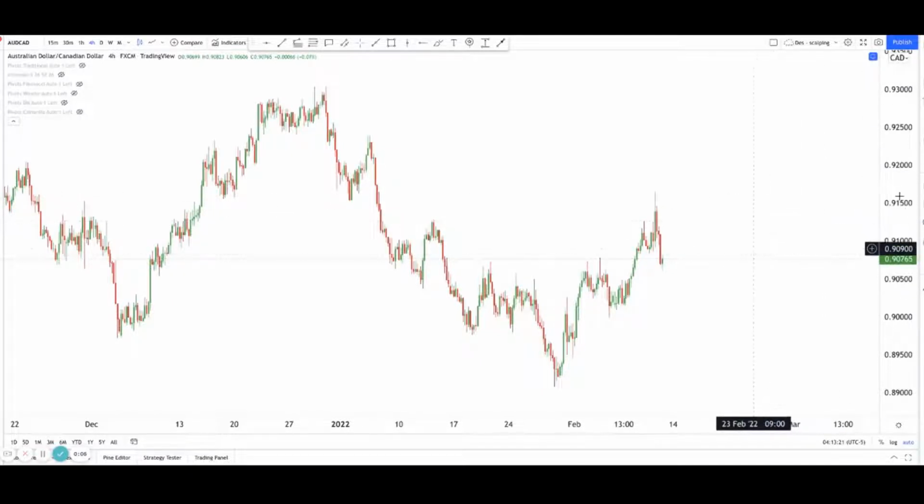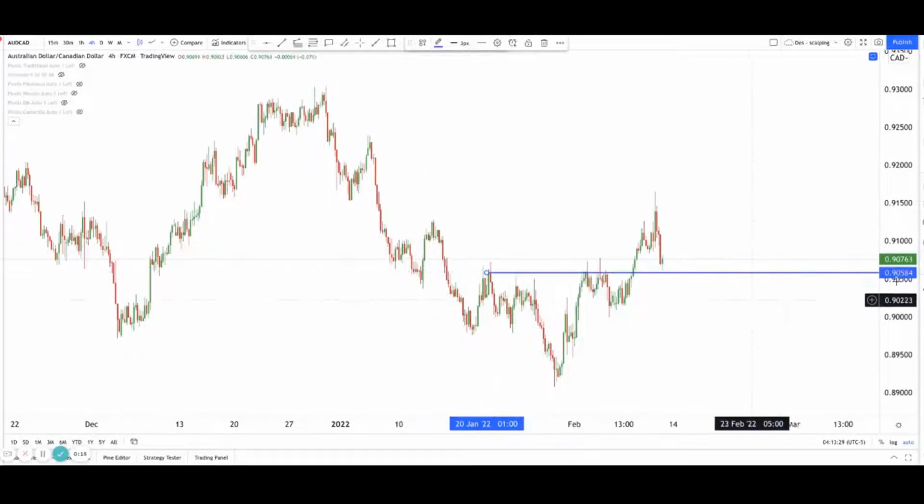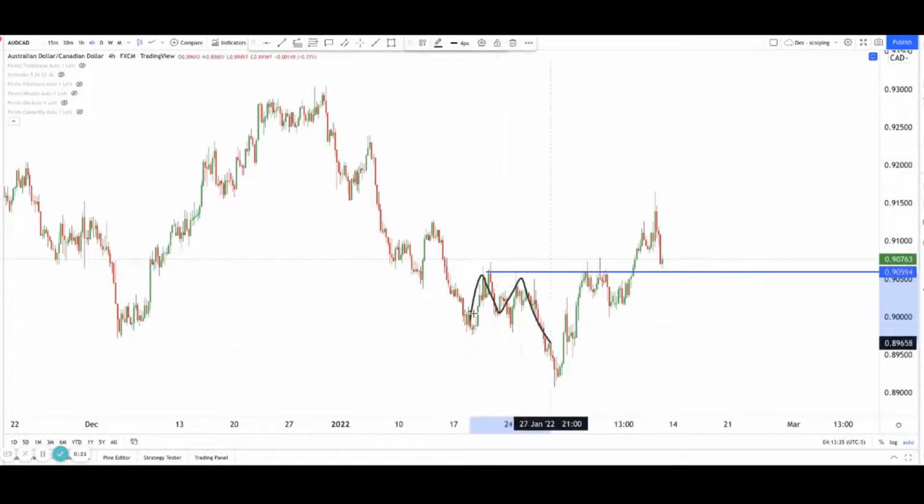And today we are looking at Aussie CAD, specifically on the 4-hour chart. So the Aussie CAD, one thing I want to highlight to you is this very, very nice level over here, which price is responding pretty nicely to, right? Why is it a nice level? Because price has reacted off it multiple times. Now it looks like it's bouncing off it a little bit, right? So it's a pretty nice level.